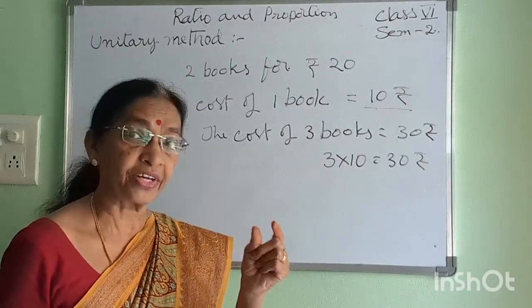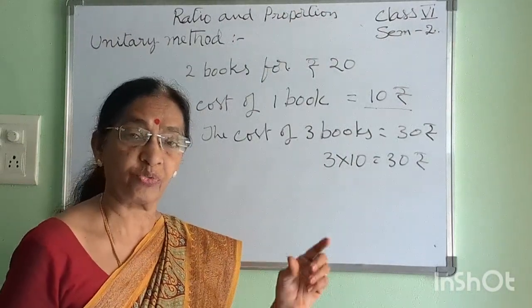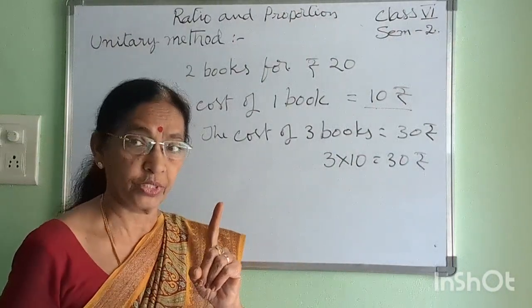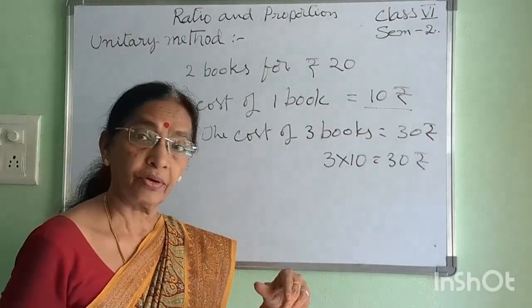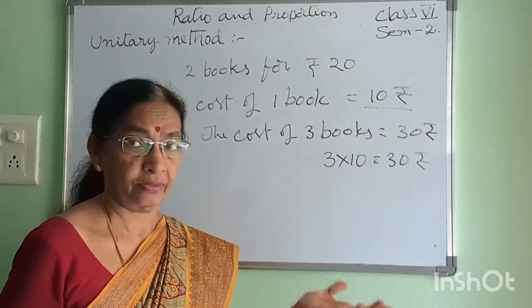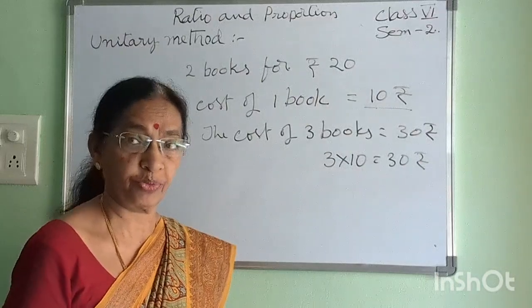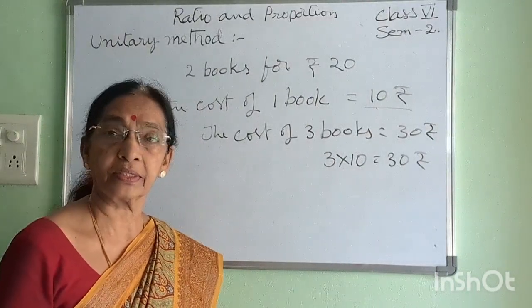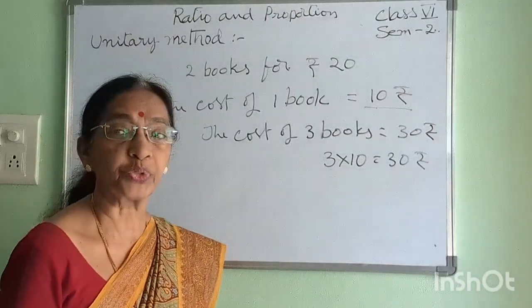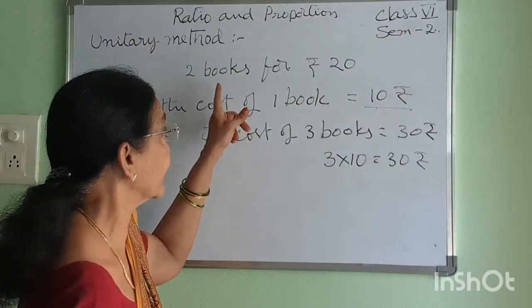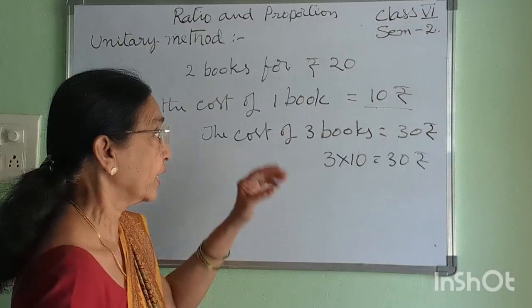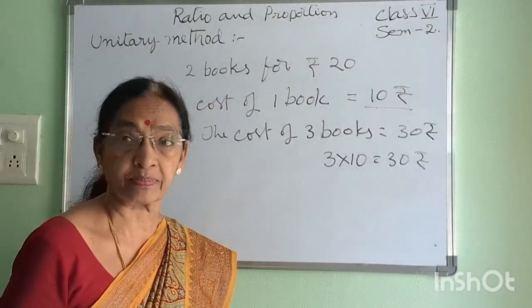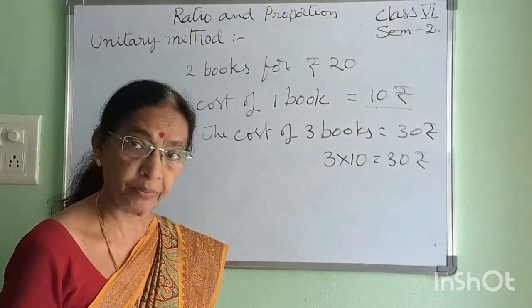That is finding the cost or whatever it may be for one unit and calculating the other for any number of books or whatever it may be. Finding the result is called the unitary method. First finding the cost of one item, then finding the cost of several items is called the unitary method.